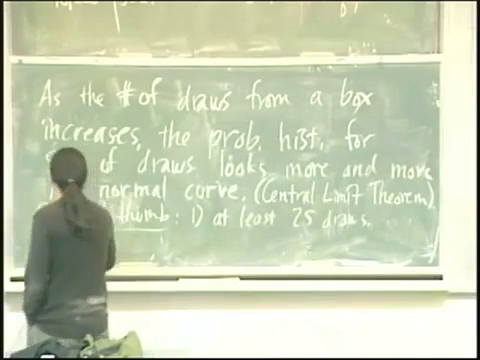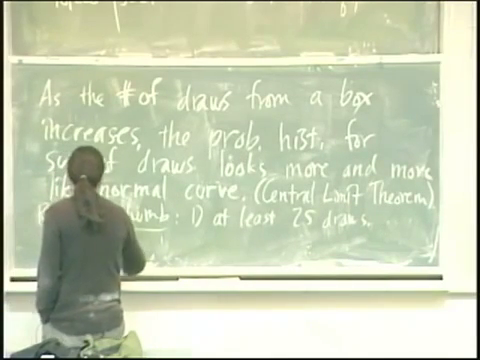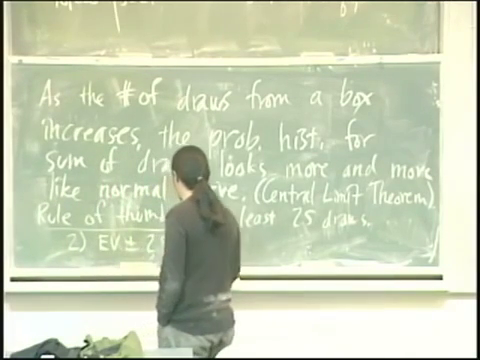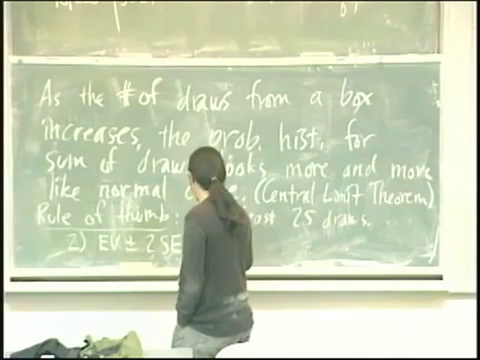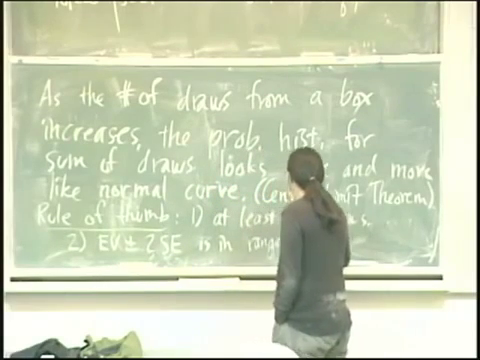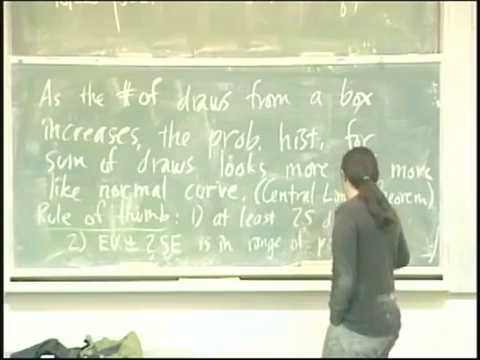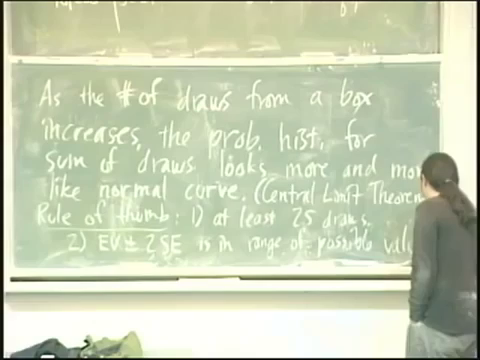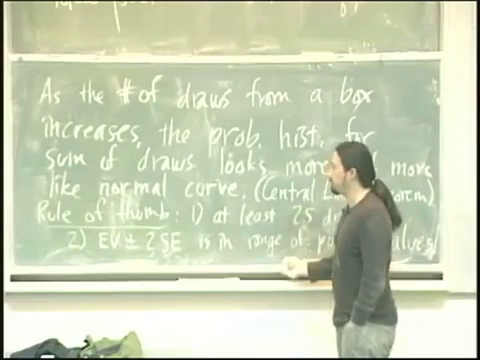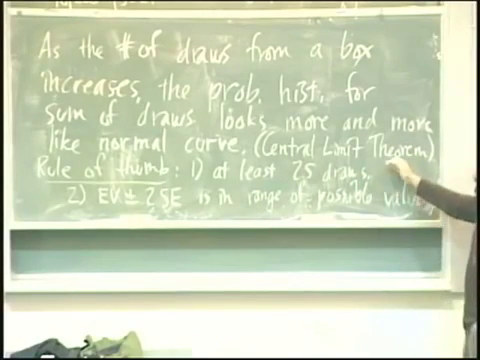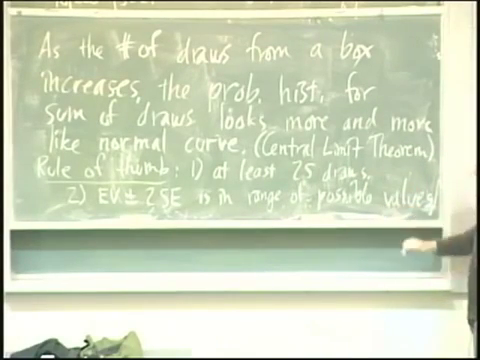And second, if you go 2 standard errors each way from the expected value, this should be in the range of possible values. So let me describe what I mean by that. Sorry, I'm getting sort of small again in my writing. Expected value plus or minus 2 standard errors is in the range of possible values. So you want to check both of these things. You need to have at least 25 draws, and this needs to be true.